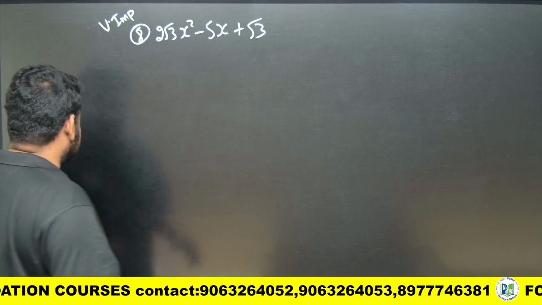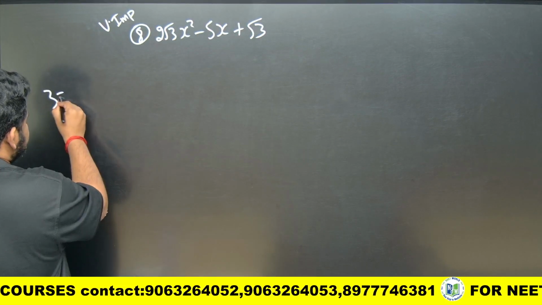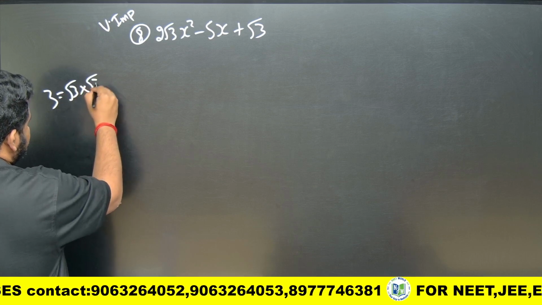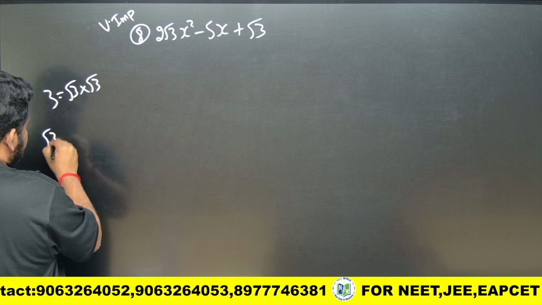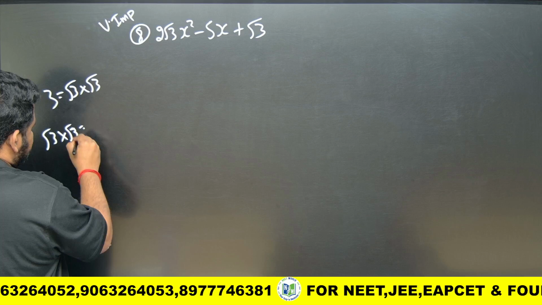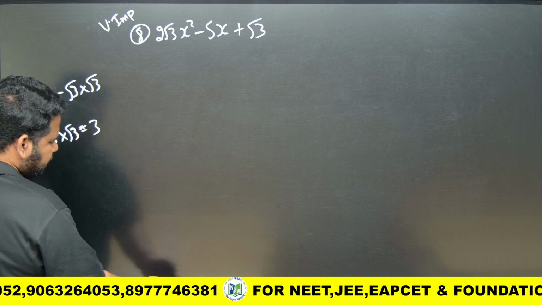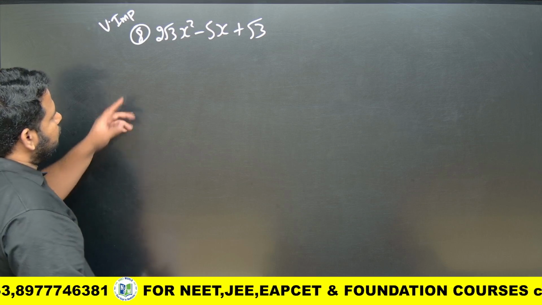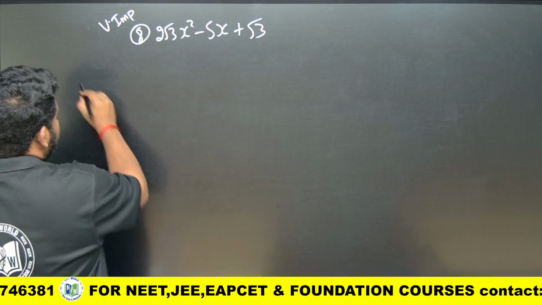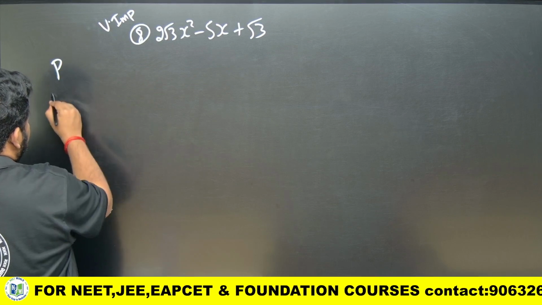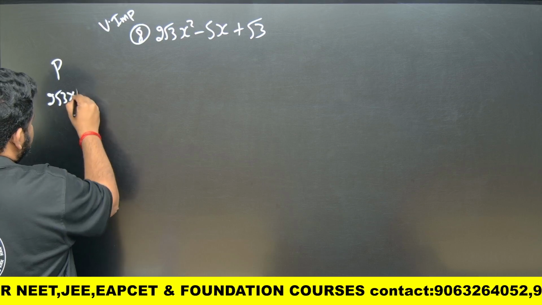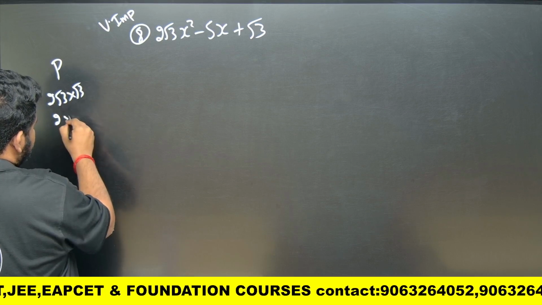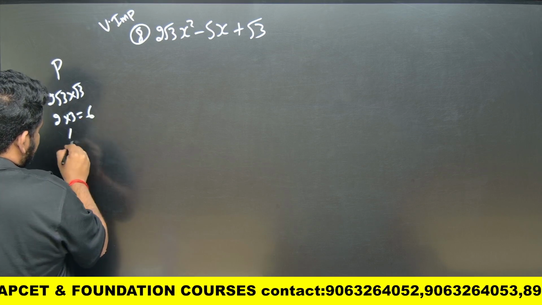Only one thing you must know, that 3 can be written as root 3 into root 3. This basic knowledge you should have. You would have learnt this in your number system chapter in class 9. So, now 2 root 3 into root 3: 2 into root 3 into root 3 is 2 into 3, so I will get 6. So, we got the product as 6.